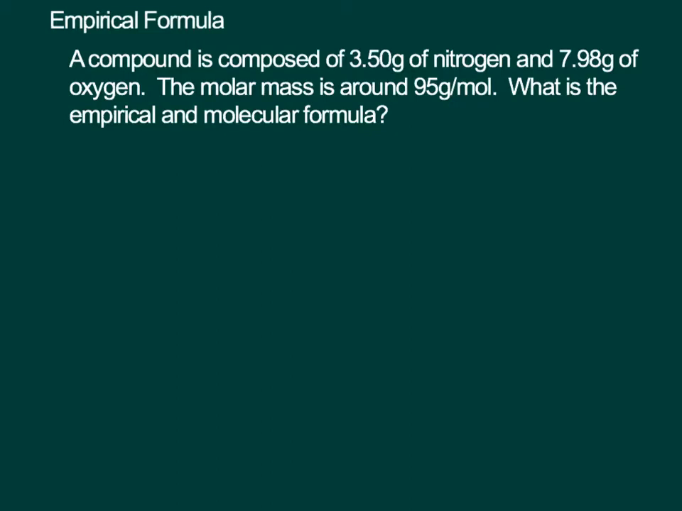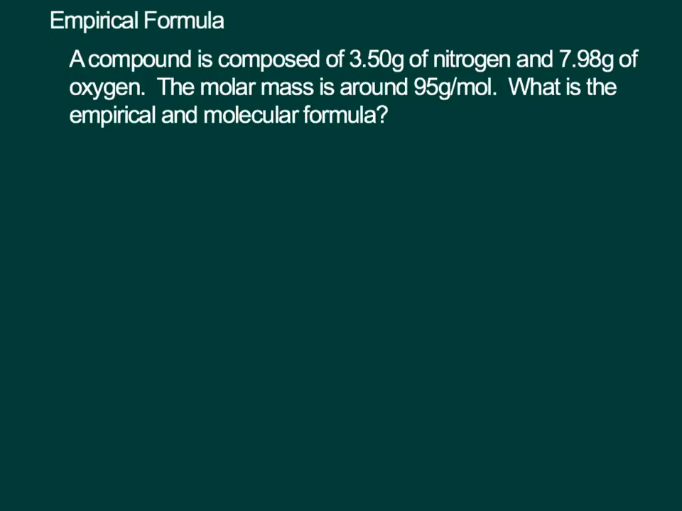Okay, so in this problem we're looking at an empirical formula problem. We have a compound that we know is composed of a certain amount of nitrogen and a certain amount of oxygen, so in this case 3.5 grams of nitrogen and 7.98 grams of oxygen. And we have a molar mass that's around 95 grams per mole. The question is, what's the empirical and molecular formula of this?